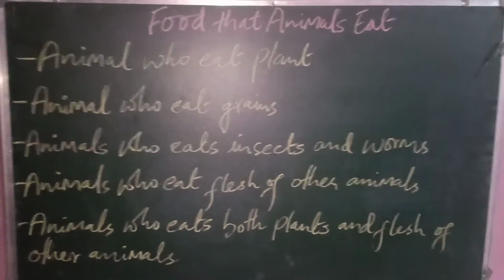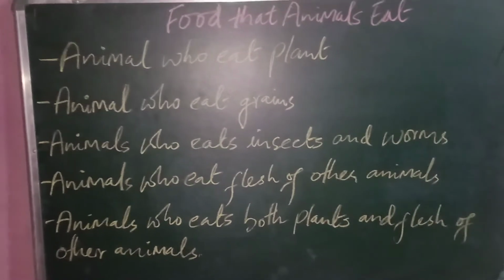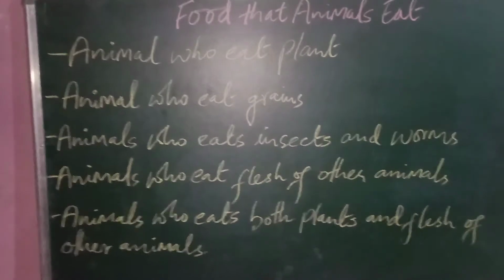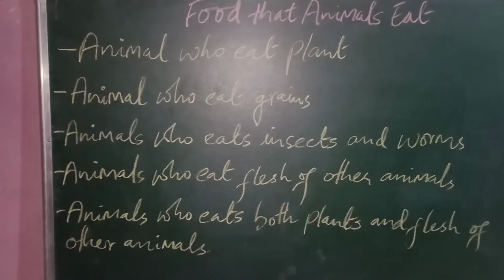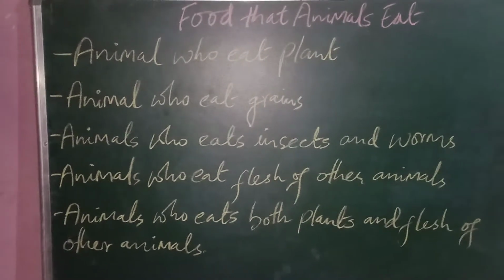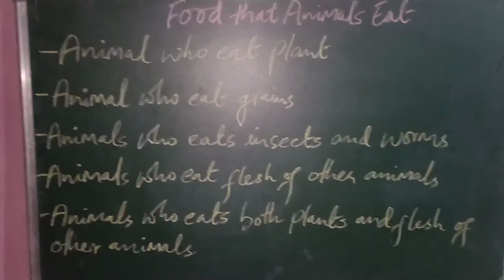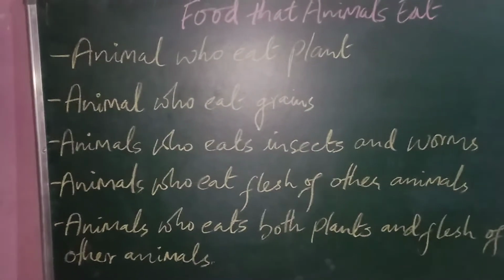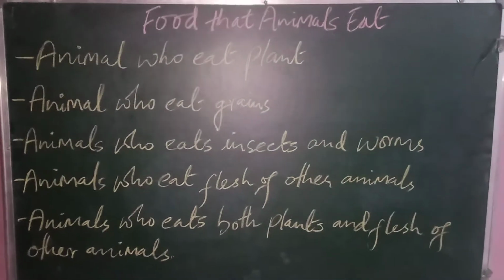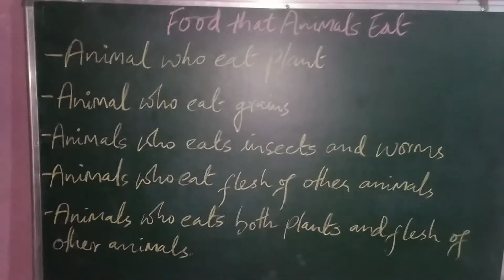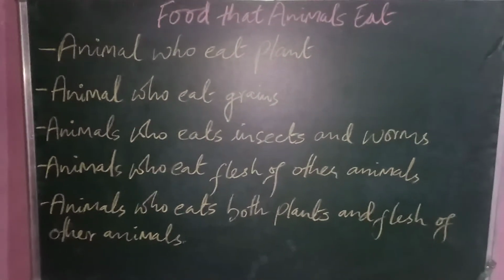There is a drawing of animals such as a tiger and an eagle. There are some other animals who eat the flesh of other animals, like lion, tiger, eagle, and many more. After this we have animals such as crows and bears that eat both plants as well as the flesh of other animals. There are some birds, and there is a bear who eats both plants and the flesh of other animals.